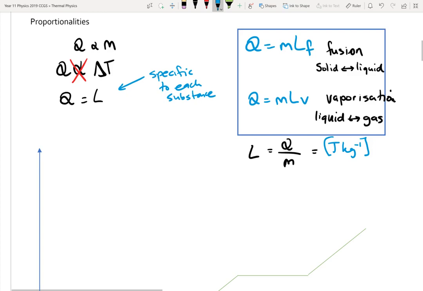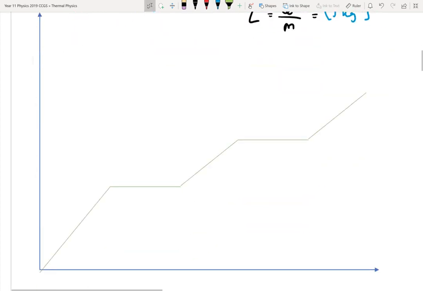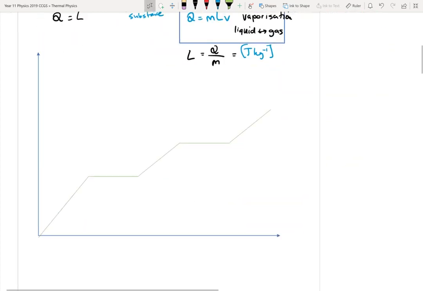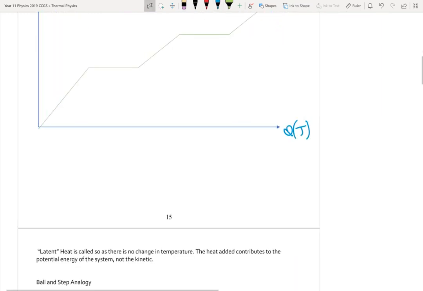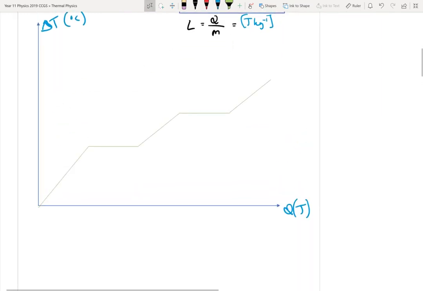Okay? Now here is a common heating curve. Could we please put delta T in degrees Celsius on the top, and the heat energy in joules at the bottom? Now, you can see we've split this. Let's put the states: solid, liquid, and gas.